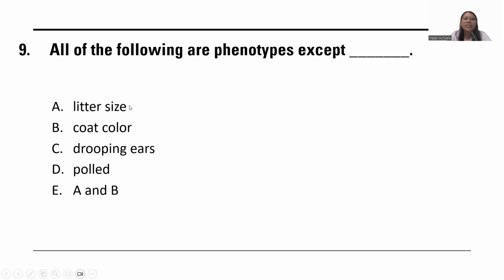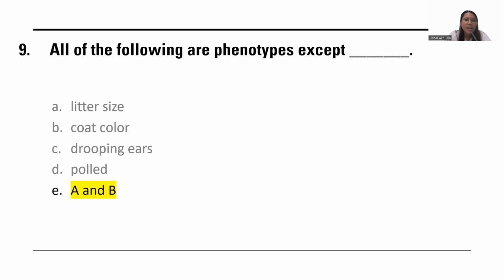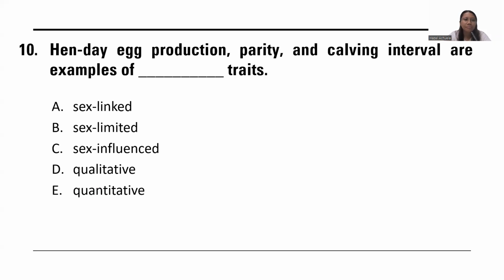O, letter A is a noun. Letter B is a noun also. Letter C is an adjective, drooping eh. It describes the ear orientation. Letter D is also an adjective. So our answer for number 9 is all of the following are phenotypes except letter E, A and B. Kasi ang letter A, that's a trait. Letter B is also a trait. C and D are phenotypes. So answer natin for number 9, letter E.